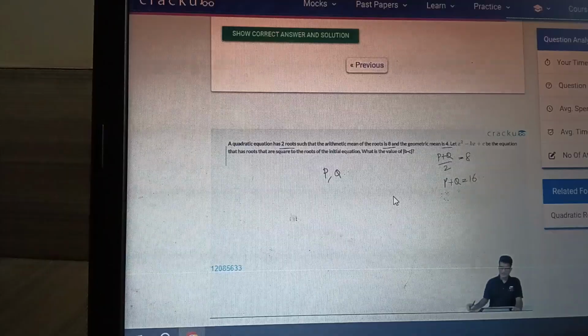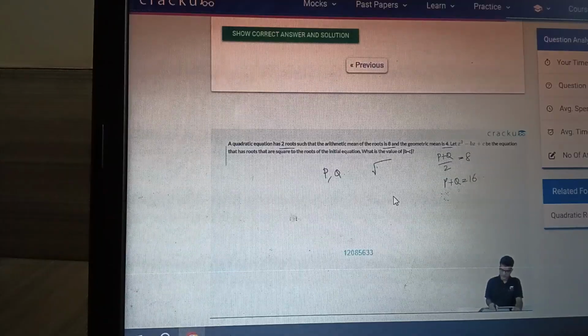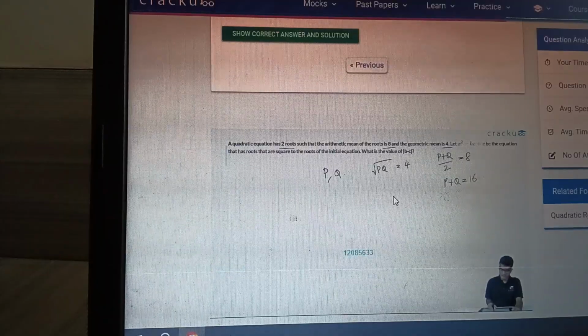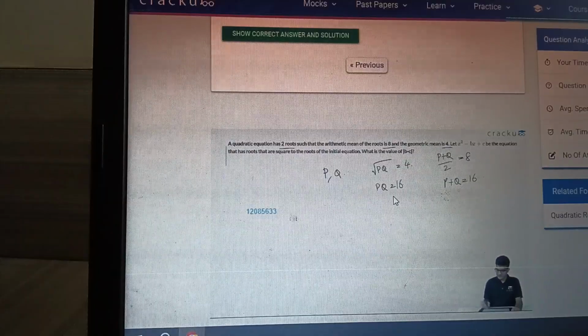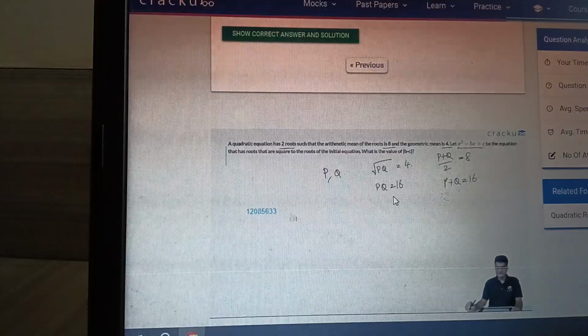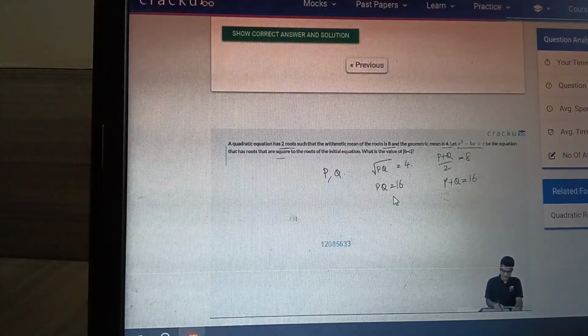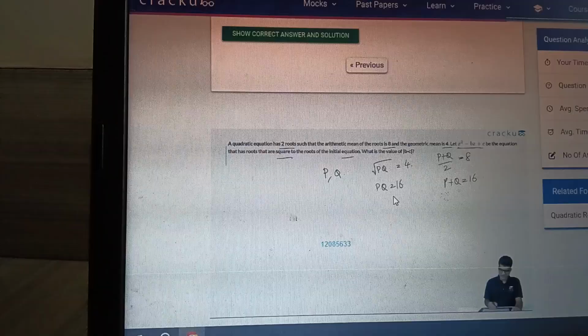And the geometric mean is 4. So the square root of p into q is equal to 4, or the value of p into q is equal to 16. We are told that x square minus bx plus c is the equation that has roots that are the squares of the roots of the initial equation.